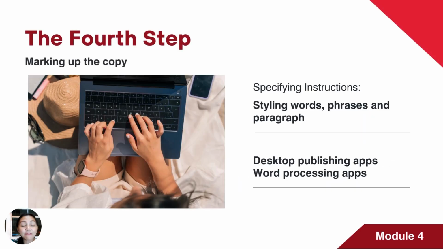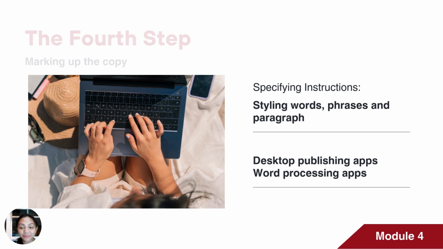There is a fourth step, but this becomes optional to other copy editors, that is marking up the copy. In this particular step, the copy editor specifies instructions for styling the words, phrases, and paragraphs, like how many columns a story should occupy, what about the margins, like that. But as I've said, this is considered optional because there are desktop publishing apps and word processing apps that are readily available that make the editing a lot easier.